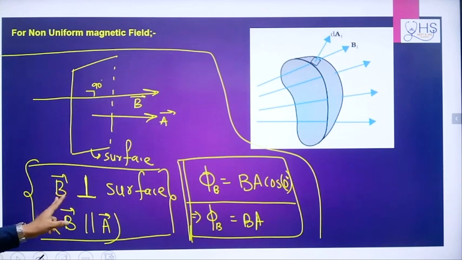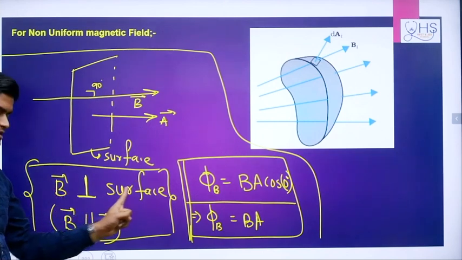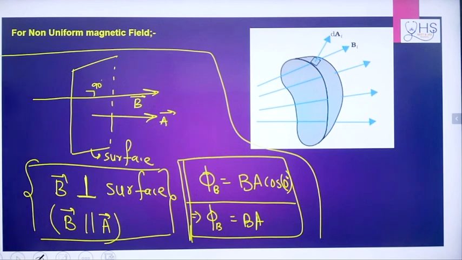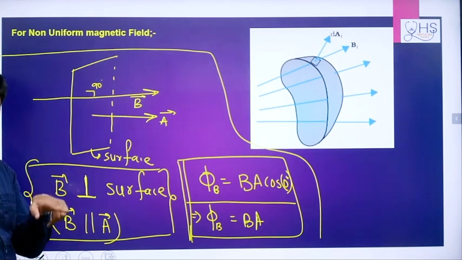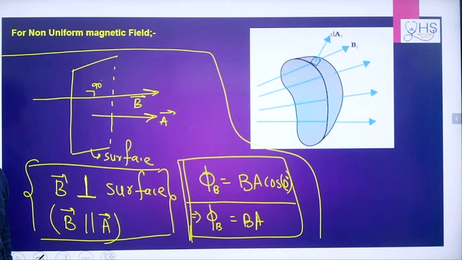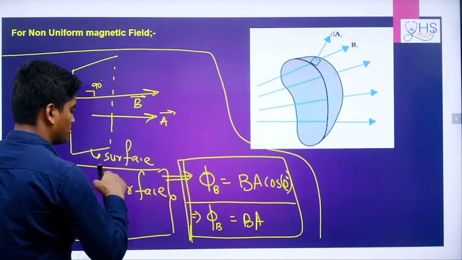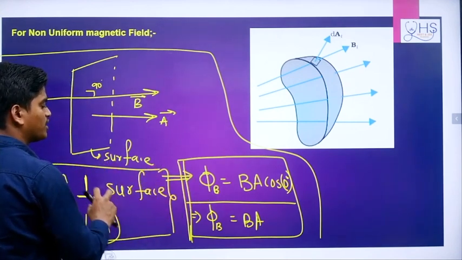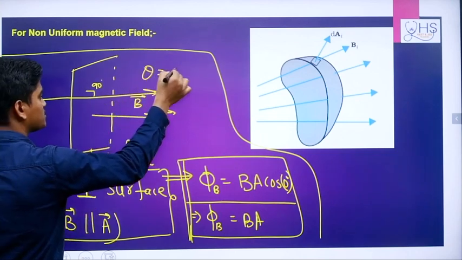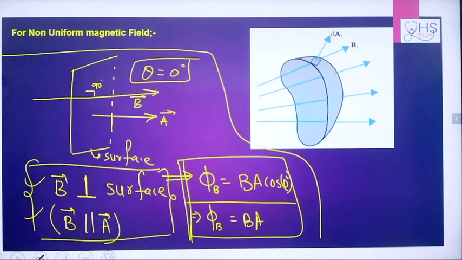Everything will be written in language in the question, so we'll see the questions there and try to identify. If a magnetic field is perpendicular to the surface, then B and A will be parallel. If a magnetic field is parallel to the surface, B and A will be perpendicular. So this thing you have to remember. Here is the concept, and accordingly you can apply this formula. From here you understand what the theta value is. Here the theta value is 0 degree. Then your magnetic flux comes out.